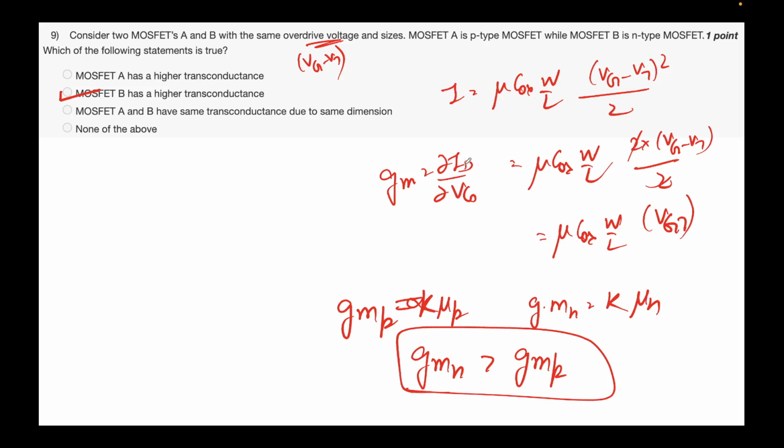There are other various parameters, like output conductance, that will be delta ID over delta VDS. Input resistance would be your delta VGS over delta IGS. If it's an ideal MOSFET, it should be infinity, because we are assuming an ideal insulator, right?